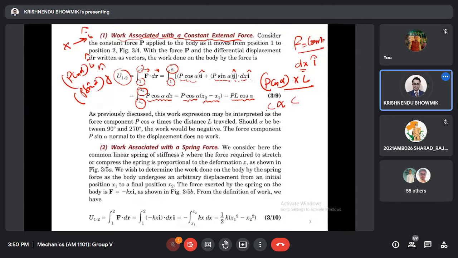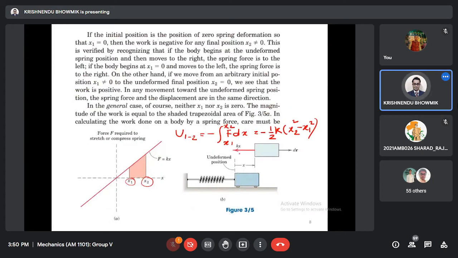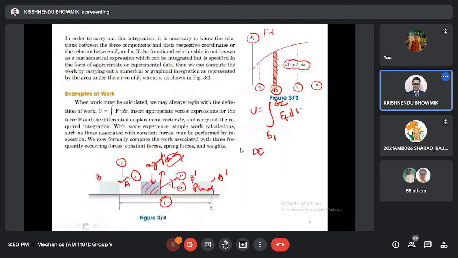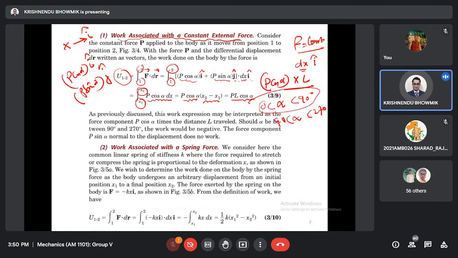Now alpha may range from 0 to 90 degrees in one case, or maybe alpha is greater than 90 degrees and less than 270 degrees. When alpha is less than 90 degrees, that means in the same direction we are applying the force, the displacement will happen. So work done will be positive.